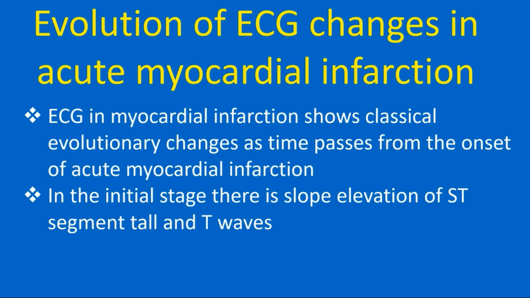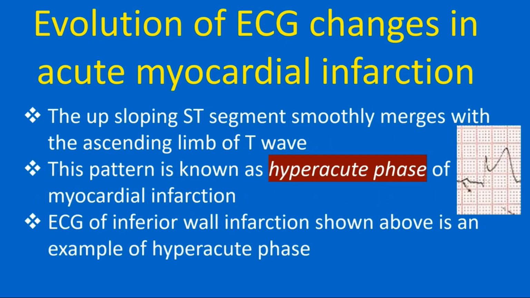ECG in myocardial infarction shows classical evolutionary changes as time passes from the onset of acute myocardial infarction. In the initial stage, there is upsloping elevation of ST segment and tall T waves. The upsloping ST segment smoothly merges with the ascending limb of the T wave. This pattern is known as hyperacute phase of myocardial infarction. ECG of inferior wall infarction shown above is an example of hyperacute phase.